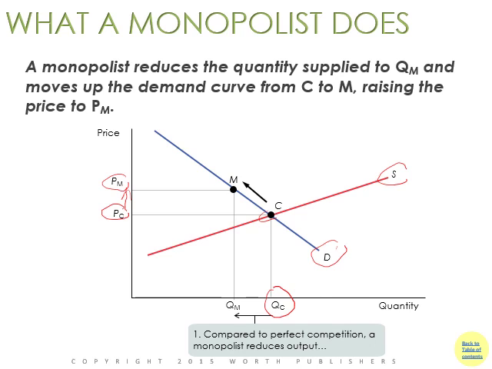And because the monopolist faces the entire industry demand curve, at this price, the monopolist isn't going to be able to sell as much output. So compared to perfect competition, the monopoly output is going to be less, and the monopoly price is going to be higher.